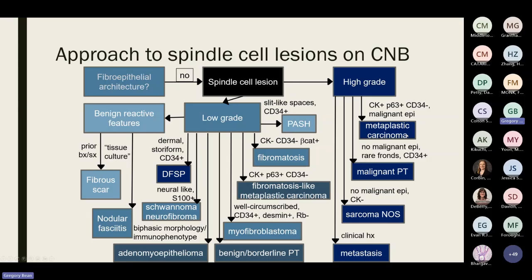So here is, even though it's not a maze, more of a schematic thought process of how to approach spindle cell lesions on core biopsy, high versus low grade, throwing in some ancillary testing, and then perhaps arriving at a diagnosis.